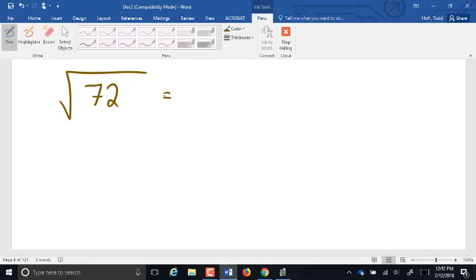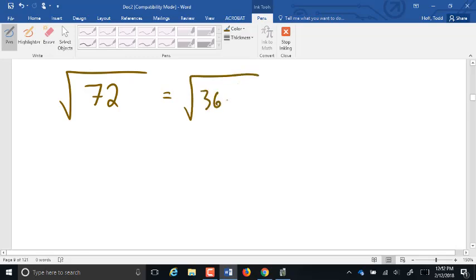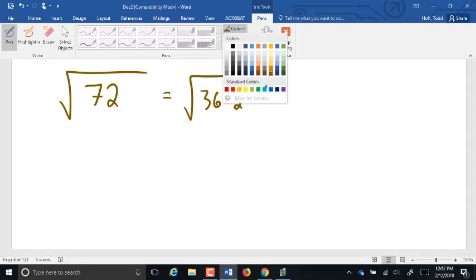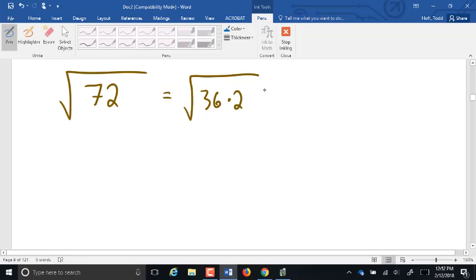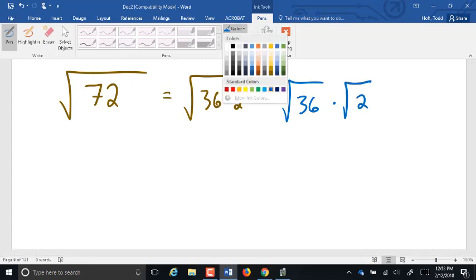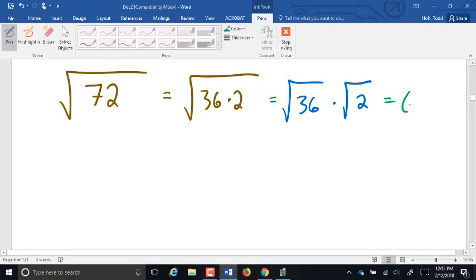But we can split it up like this. 72 is equal to 36 times 2, correct? Yeah, so the square root of 72 can be thought of as the square root of 36 times 2. Well, we can split that up into the square root of 36 times the square root of 2. We know that the square root of 36 is 6. So you can actually write that as 6 times the square root of 2.